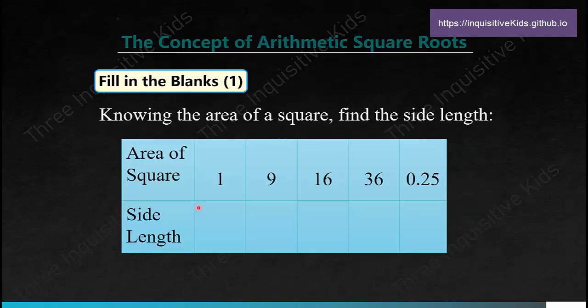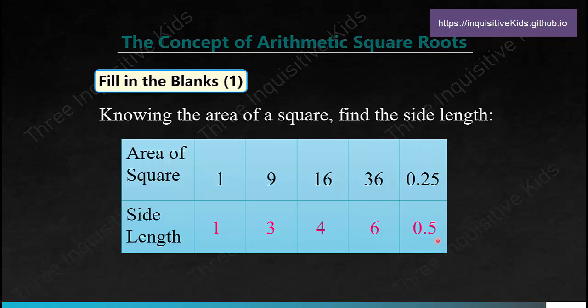The concept of arithmetic square roots. Fill in the blanks 1. Knowing the area of a square, find the side length of it. And something I need to tell you is that a square has all equal sides. Okay. The answers are 1, 3, 4, 6, and 0.5. Did you get that one right?